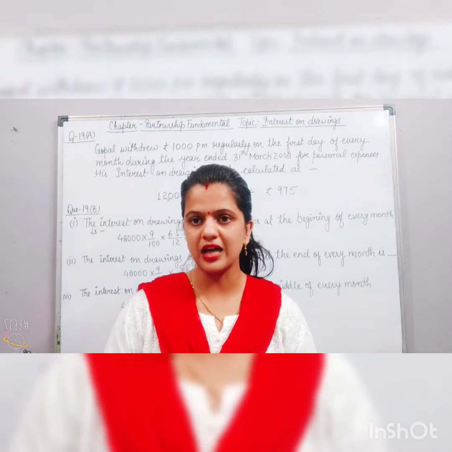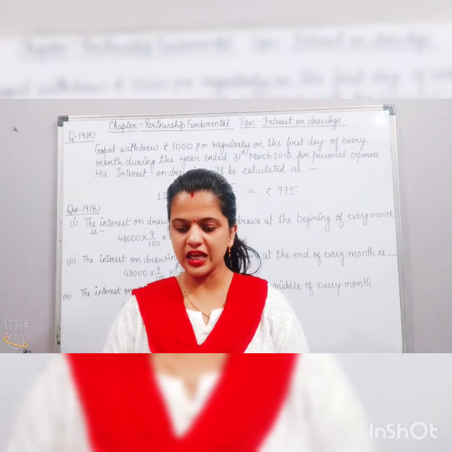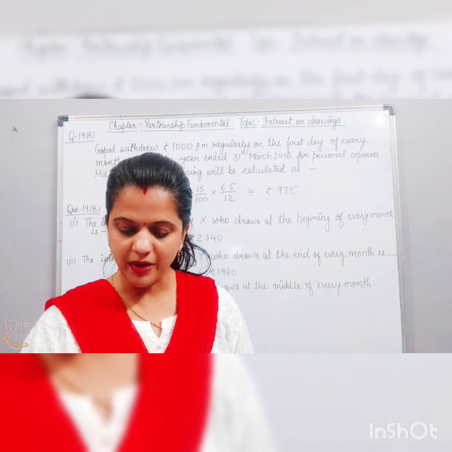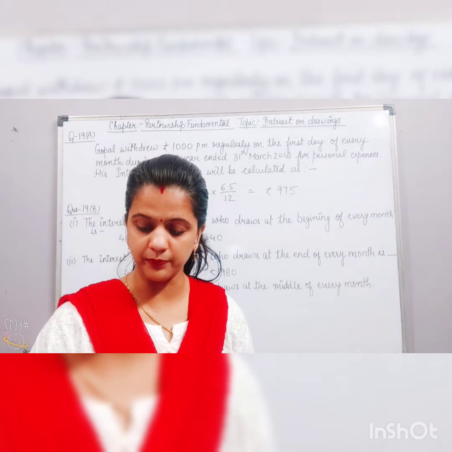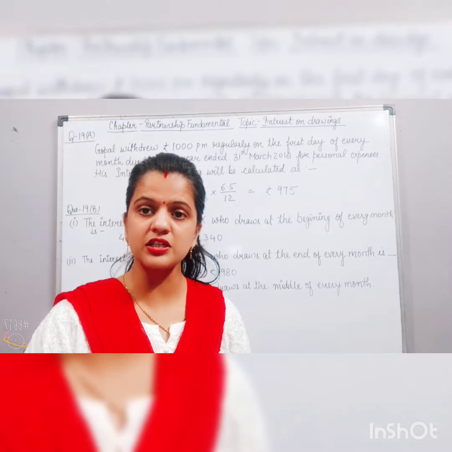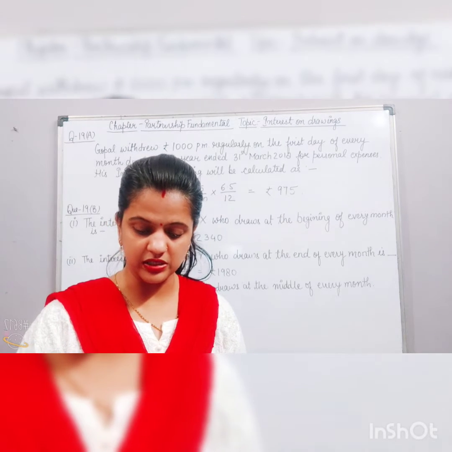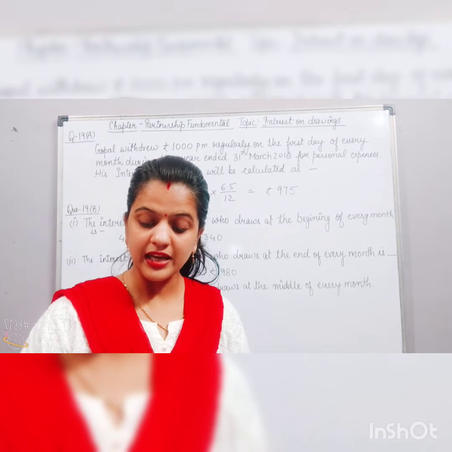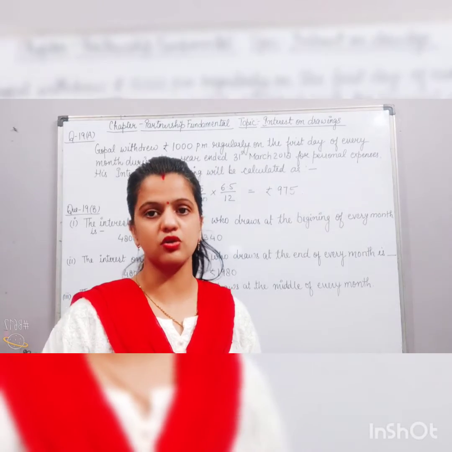So we will start with numerical number 19a. In 19a, Gopal is a partner in a firm. He withdrew 1000 per month regularly on the first day of every month during the year ended 31st March for personal expenses. If interest on drawing is charged at the rate of 15% per annum, calculate the interest on drawing of Gopal.